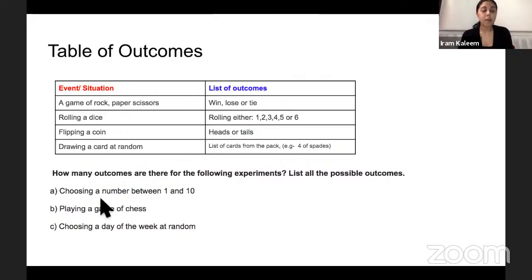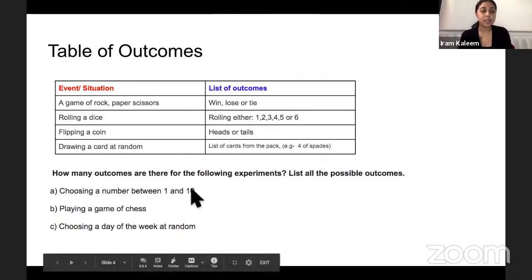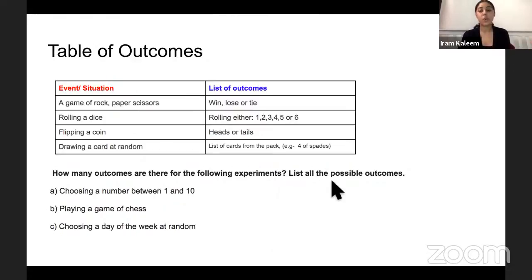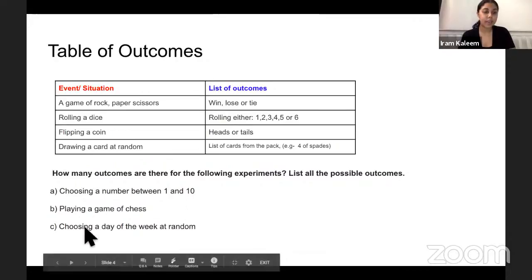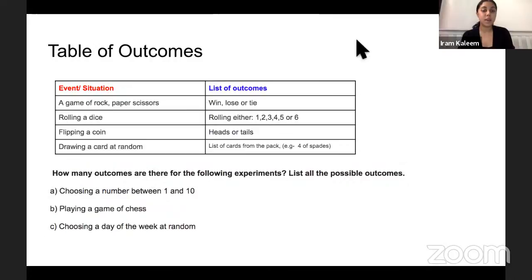So I'll give you a moment to answer some of these questions. It says, how many outcomes are there for the following experiments? List all the possible outcomes. So we've got 3 scenarios here. Choosing a number between 1 and 10, playing a game of chess, or choosing a day of the week at random. So I'm going to give you a minute or 2 just to think about those questions and have a go.